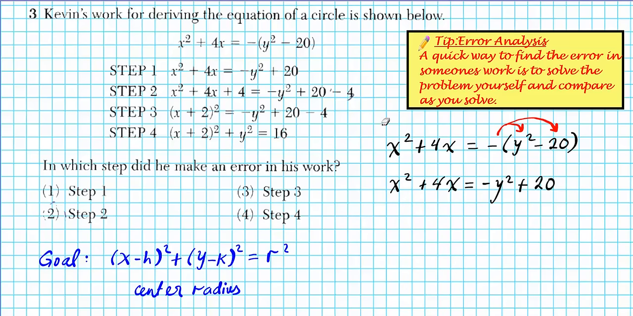Let's compare what we have here. Do they agree? x squared plus 4x equals negative y squared plus 20. We have an exact match. Step number 1 is correct.